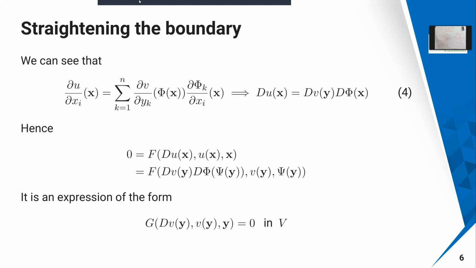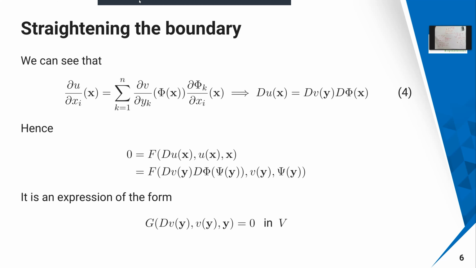So therefore, what is your problem? F of du comma u comma x is going to become f of dv into d pi, because du is dv into d pi, comma v comma. You have to write the pi also, and this x you have to write it. So that is going to become a psi of y.